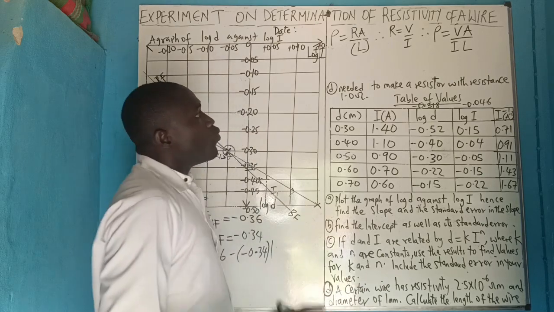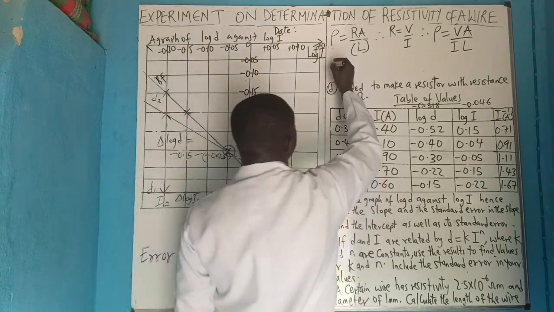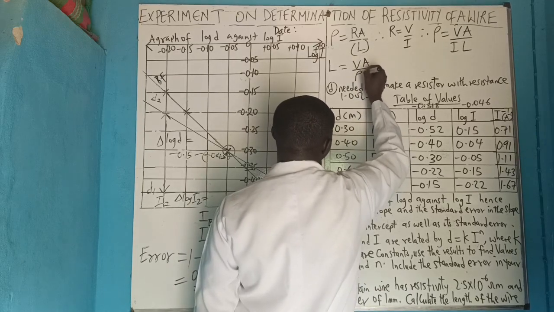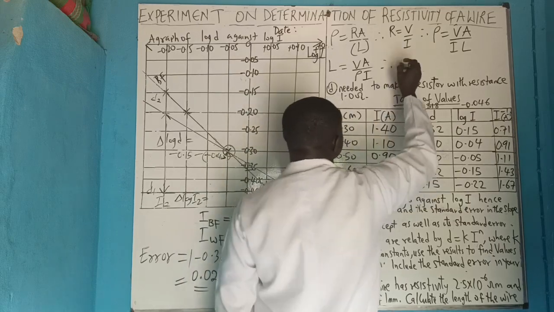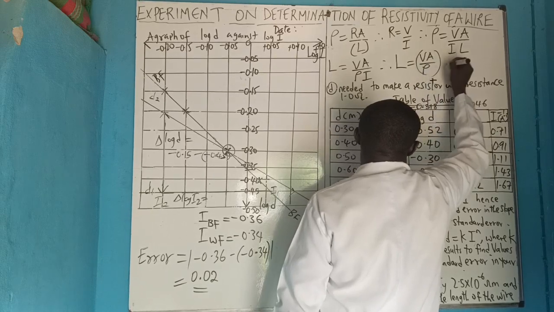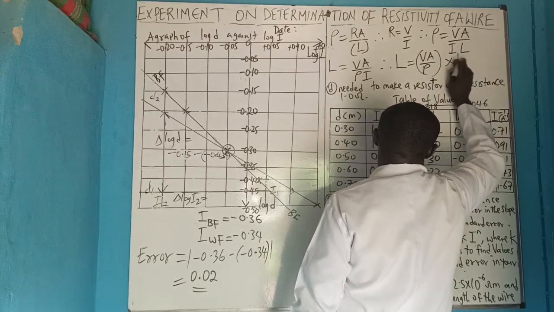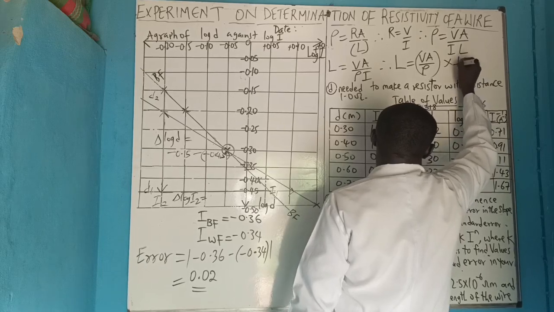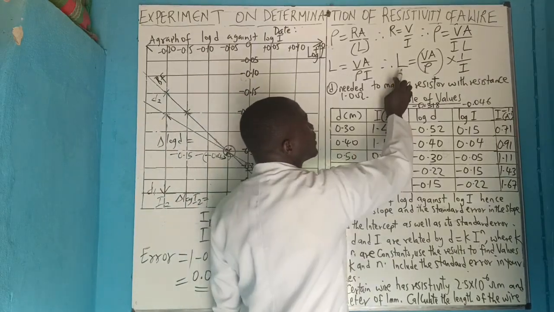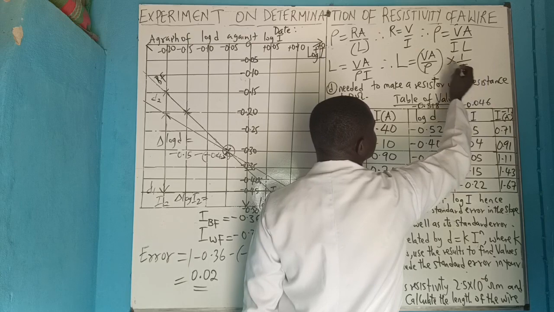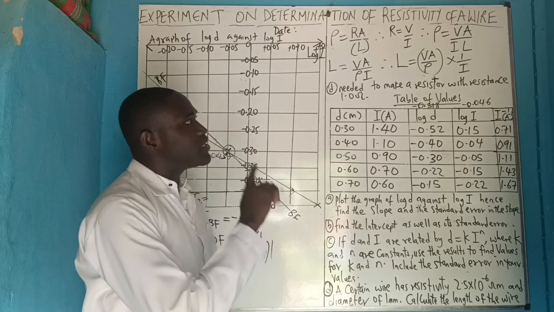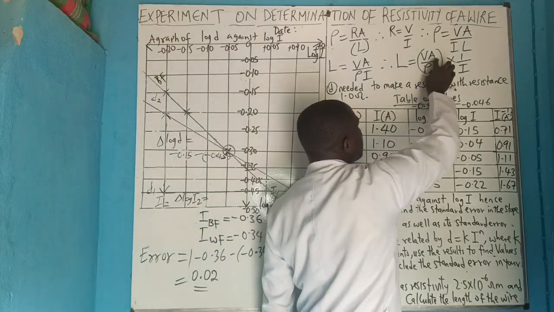Then we make L the subject of the formula. We have that L is equal to VA all over resistivity times I. This can be packaged this way: L equals VA over resistivity times inverse of current. Can you see it? That means whenever you plot the graph of L against inverse of current, the slope becomes VA over resistivity.